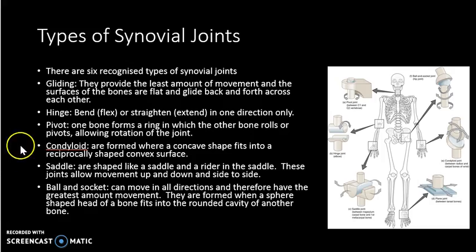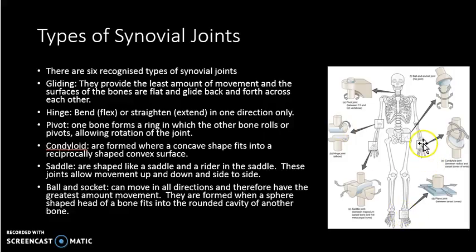We've got our types of synovial joints. We've got gliding joints, we've got hinge joints, we've got pivot joints, we've got condyloid, saddle, and ball and socket. You can easily read there the movements allowed by these different types of joints. You can see over here in this diagram some really, really simple examples of where we would find certain types of joints within our bodies. We've got a hinge joint in the shoulder, for example.